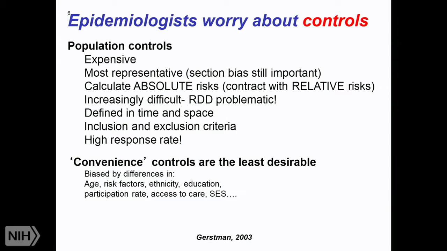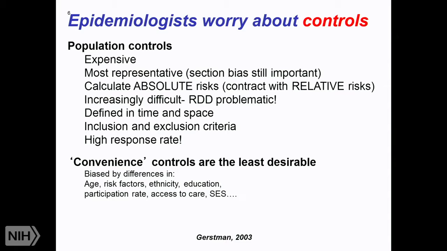Epidemiologists worry about controls. And as I said, it can be expensive to get really good controls. You want them to be representative. Having population controls lets you do some things computationally that normally you couldn't do. An example is you could calculate absolute rates as opposed to relative risks. Now, relative risks are very useful. So, for example, I can tell you that using hairspray increases the relative risk of lymphoma by 1.4 to 1.6. That's a 40 to 60% increased rate. But is that relevant to an individual patient? No, because your absolute risk is still tiny. So it's very important to understand the differences between absolute and relative risk.